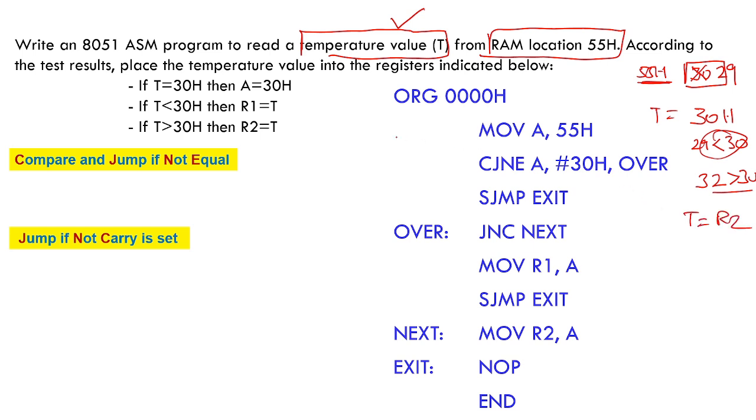So this is a logic you need to remember. I'm repeating again. If T is a reference value and you are getting your input, it may be equal to 30, less than 30, or greater than 30. If it is equal to 30, I need to send it to the accumulator. If it is less than 30, I need to send it to the R1 register. If it is greater than 30, I need to send it to the R2 register. So this is a logic you need to remember.